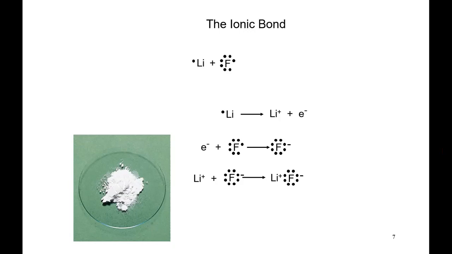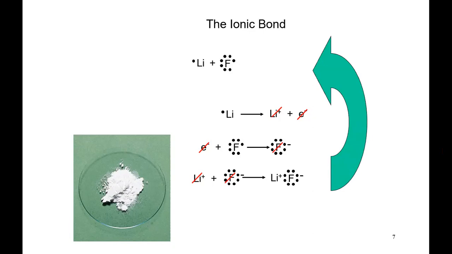And now let's add these three equations here, right? So the lithium ion cancels out on both sides. The electron cancels out on both sides. The fluoride ion cancels out on both sides. So I'm just adding the three equations like I've done before when I did thermochemical equations, but this is not thermochemical. This is just Lewis dot structures. And so what am I left with? My final product, which is the lithium fluoride ion.